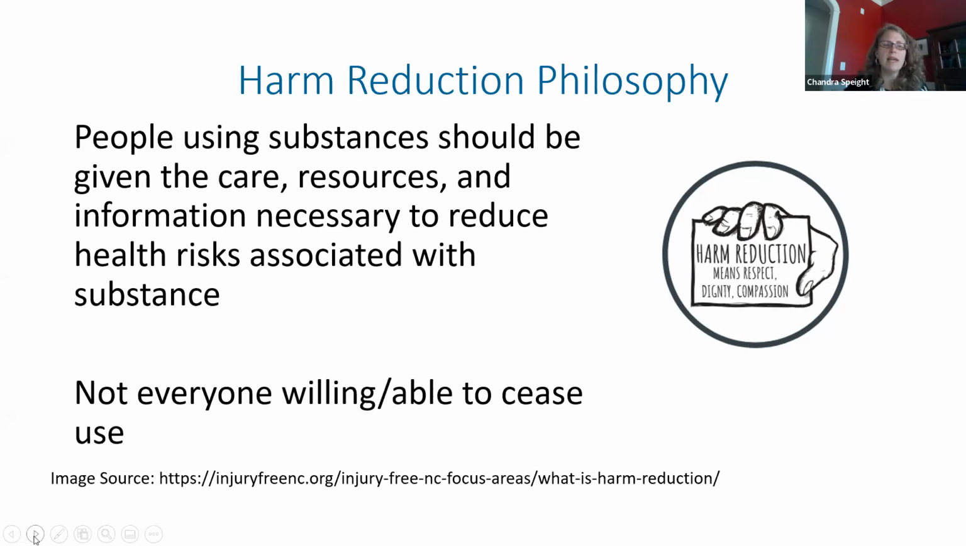So it's the idea that not everyone is willing or able to cease use. And we have to meet folks where they are and help them use more safely to keep them alive until they are ready to start engaging with us about recovery. This isn't really a fringe idea anymore. It was for a while, but I think harm reduction now is pretty mainstream.